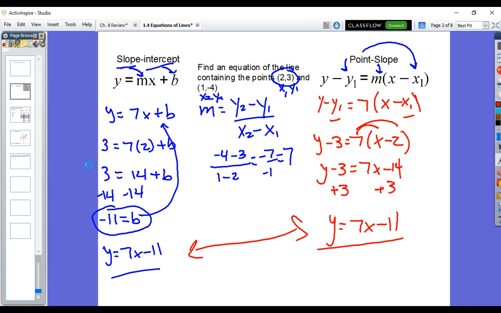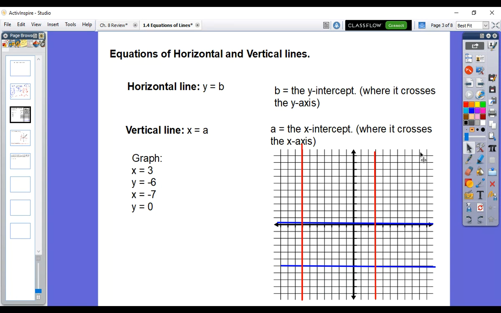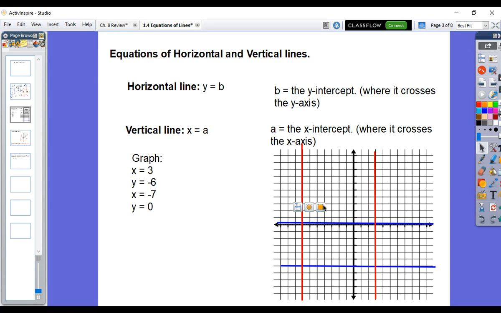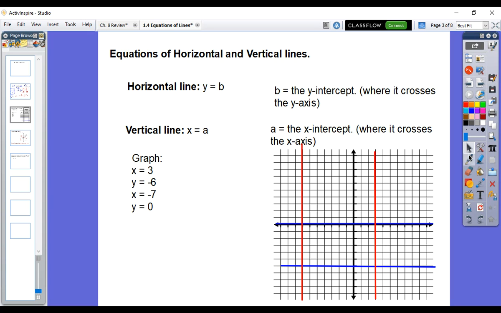Okay, so now we're going to talk about horizontal lines and vertical lines, and the equations of those. We know what horizontal and vertical lines look like. Let me fix this, it's not horizontal. Move that down. There we go, that's a little more horizontal. So we have horizontal and vertical lines. We know what they look like, but do we know their equations?